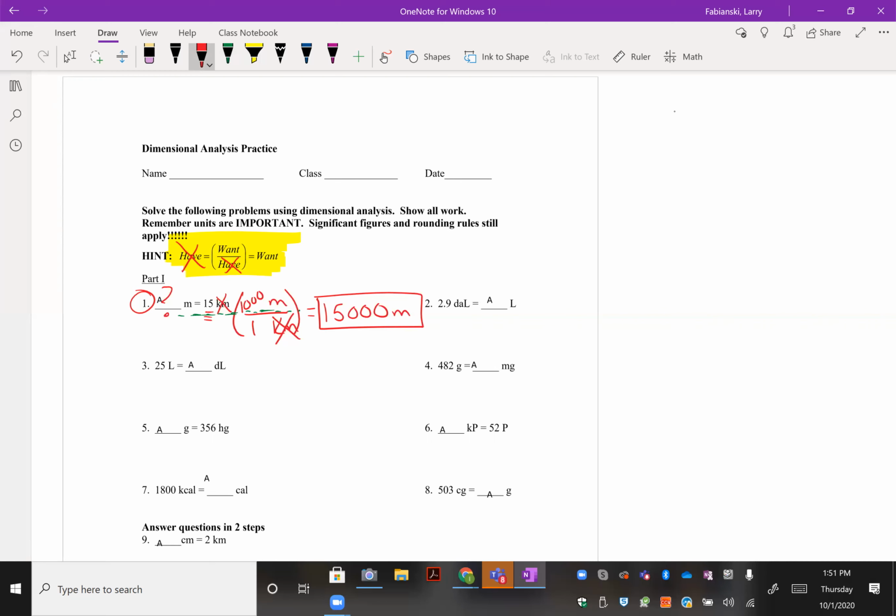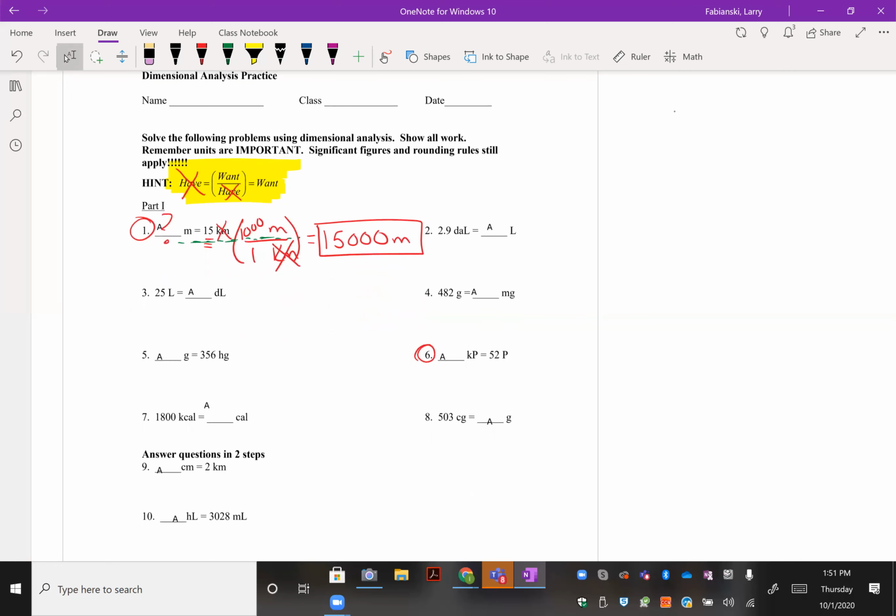Let's jump to number 6. Okay, like I said, I'm only going to do a couple of these on various problem sheets. That way we can kind of get an overall review. Number 6: X kilopascals equal 52 pascals. Now, we're using the metric prefix kilo. Kilo means 1,000. I picked this one because I want you to understand it doesn't have to be meter, liter, gram. We can use a pascal. In fact, we could use any type of unit. The units don't matter, okay?